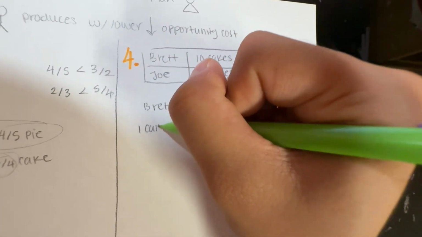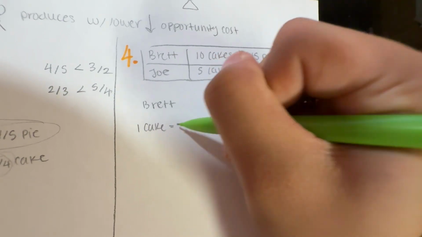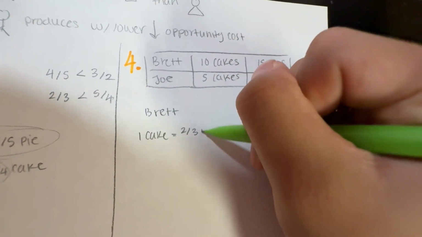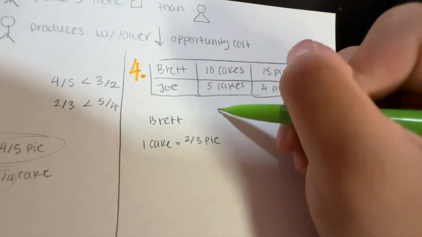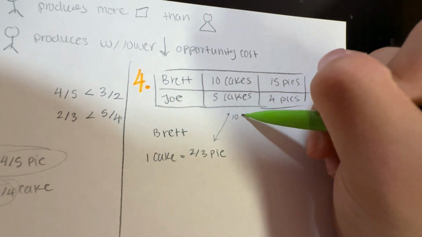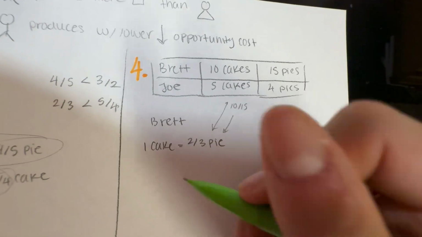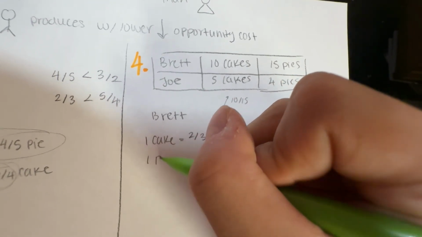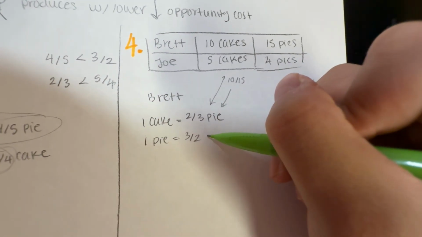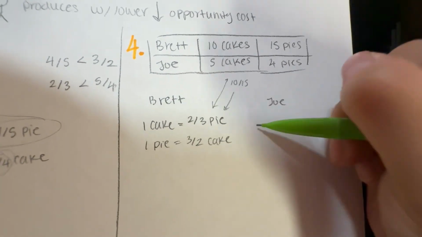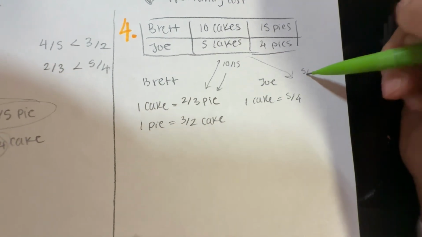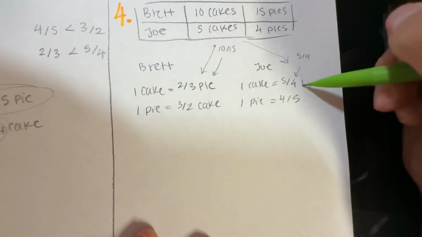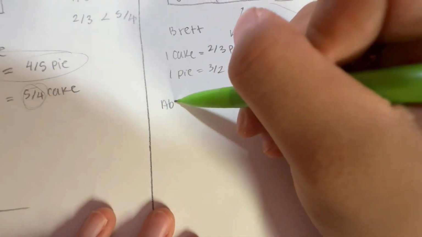So now however long it takes Brett to make 1 cake, he will now make 2/3 of a pie for that same amount of time, and we're getting that number from 10 over 15. And for the time he spends making 1 pie, he can also make 3/2 of a cake. For Joe, for every cake he makes, he could have made 5/4 of a pie, and for each pie he makes, he could have made 4/5 of a cake.